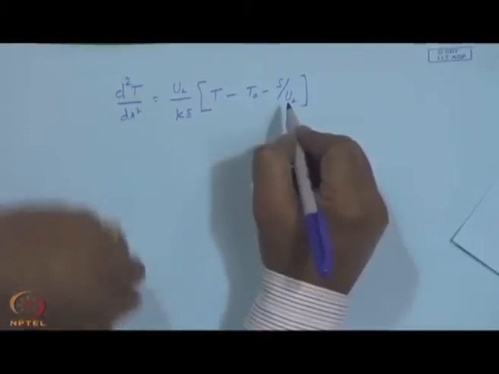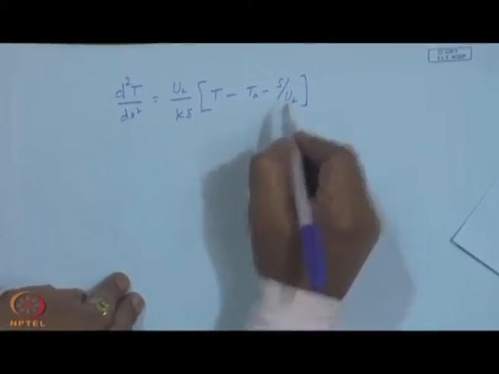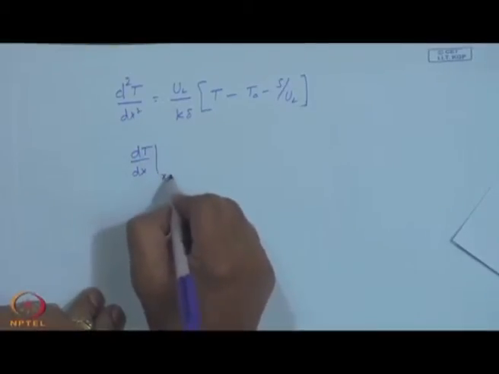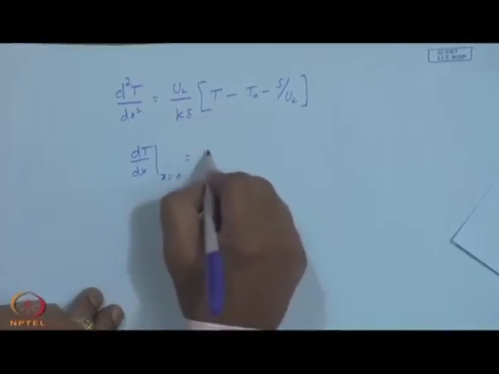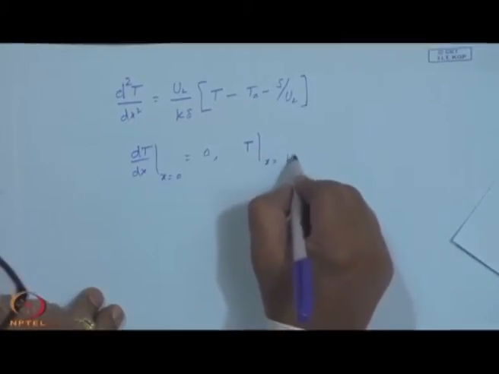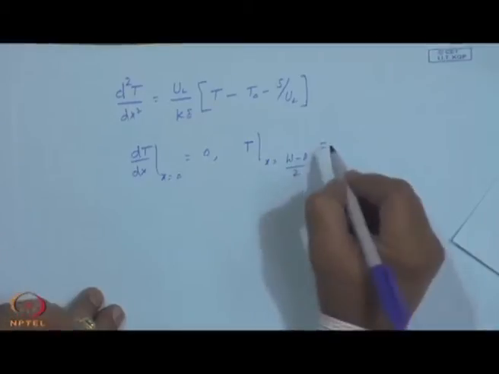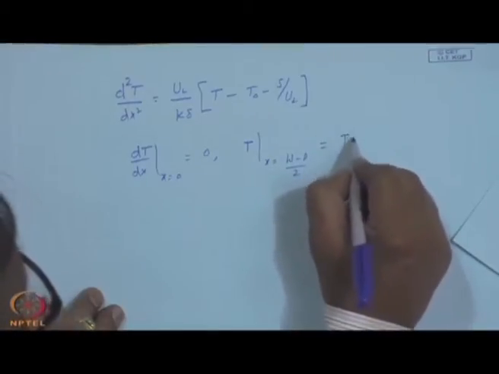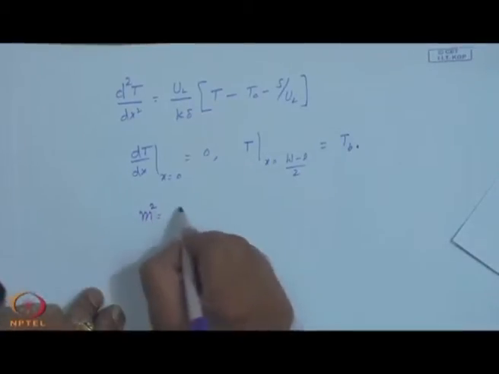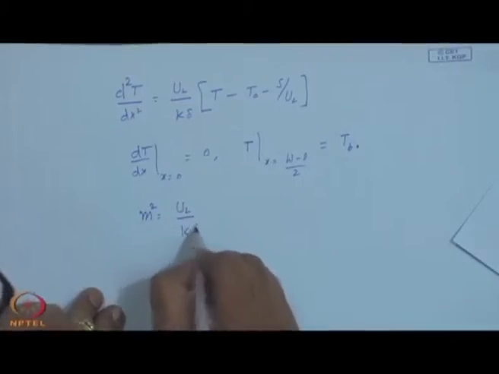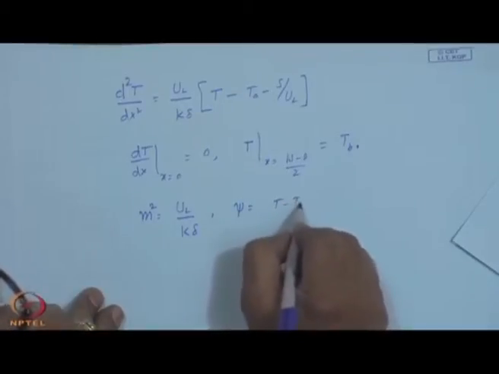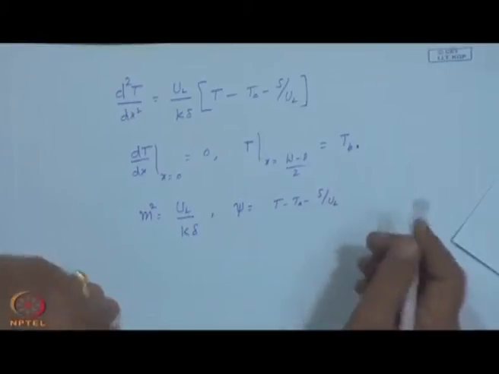You can check, all of them have the same dimensions of temperature, and the two boundary conditions would be dT dx at x equal to 0, and T at x equal to W minus d by 2, that is at the base of the tube, will be equal to T b. And of course, we define the parameter U L upon k delta as m squared, and psi as T minus T a minus S by U L.